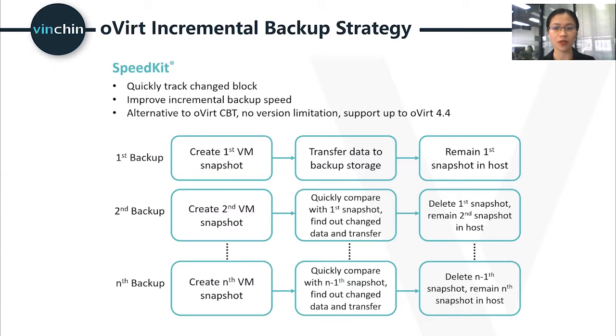Then the backup server will tell the oVirt engine to delete the last snapshot and keep the new one in the production VM. So there will always be a snapshot remaining in the production VM. If your production environment generates a lot of new data every day, and at the same time your production storage has sufficient space, you can enable this feature to increase the speed of incremental backup.